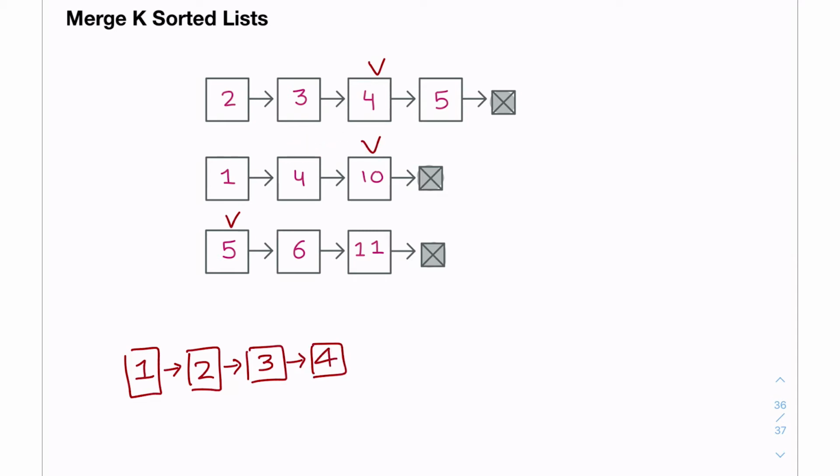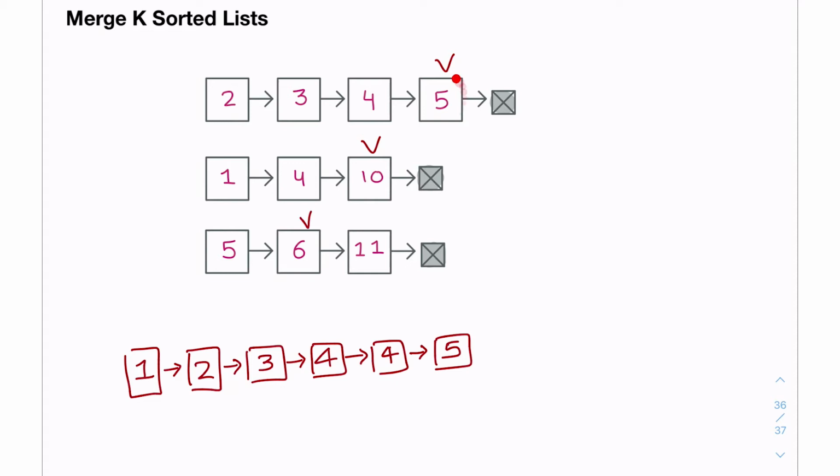Now we have 3 elements to be compared once again. We have 4, 10, and 5. And we'll simply bring up 4 and add it to the new list. And we'll increment this pointer to the next element. Now we have again 3 elements to be compared, 5, 10, and 5. We have a tie. So let's say we add the 5 from the last list to the new list that we're creating. And we advance this pointer to the next element of this list.